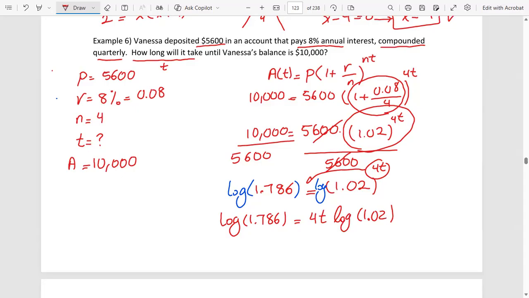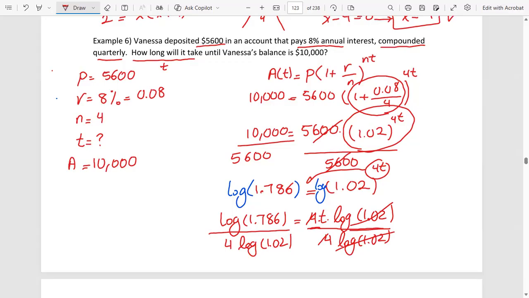My goal is isolating the t. T is on the right side, and everything that's next to the t must be removed from that side. Right now, I see that there is a 4 and there is a log on the right side, and they are all multiplying by t, which means to cancel them, I need to divide both sides by them. So divide both sides by 4 and the log. Now I have t by itself, and I just need to find the other side. What is the log of 1.786 divided by 4 times log of 1.02?